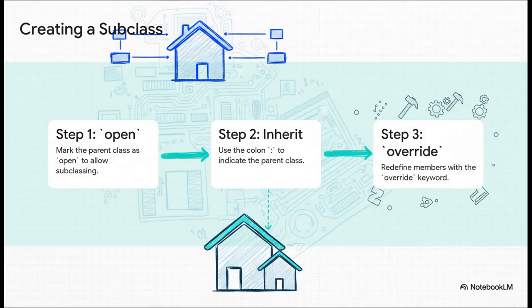If you want to create a specialized version, what we call a subclass, here's the recipe. First, you have to explicitly mark the original blueprint as open, basically giving permission for it to be modified. Then you use a colon to say, hey, this new class I'm making is based on that old one. And finally, you use the override keyword to provide your new, specialized versions of its functions.